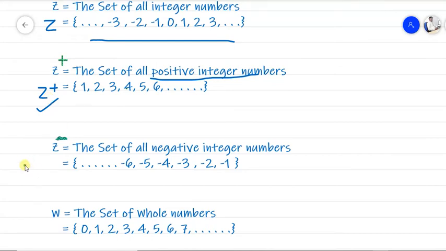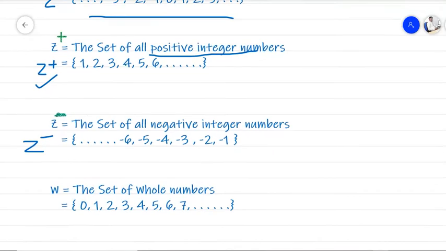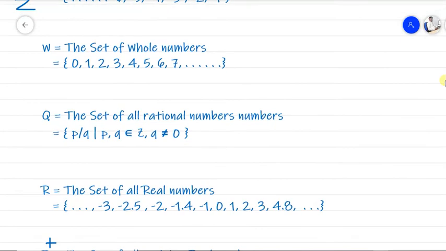So here we have Z minus. Z minus is nothing but the set of negative integer numbers. Now we have W. We can say W is nothing but the set of whole numbers. So positive integers plus 0 is nothing but the whole numbers. When we say capital W, that means the set of whole numbers. So our set will start from 0 and go through all positive integers, right? Here dot dot dot means it continues.